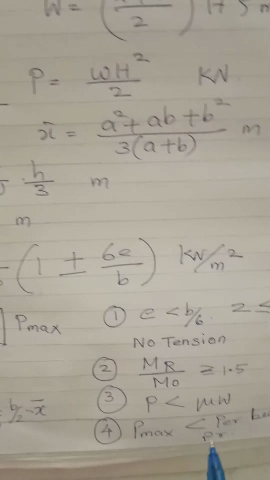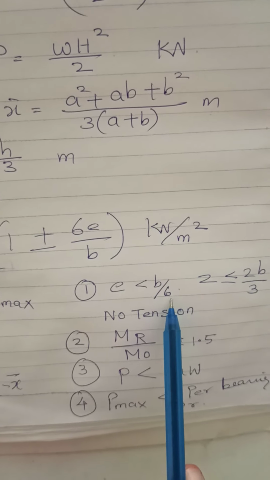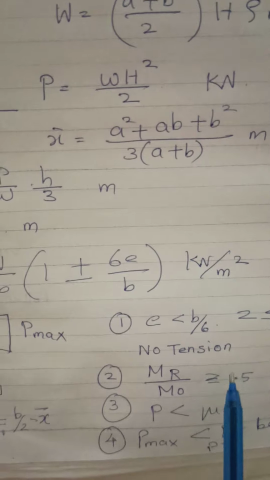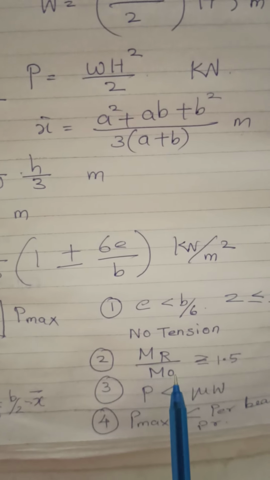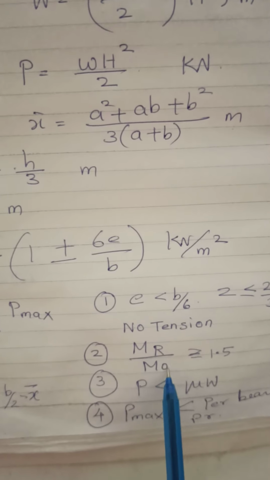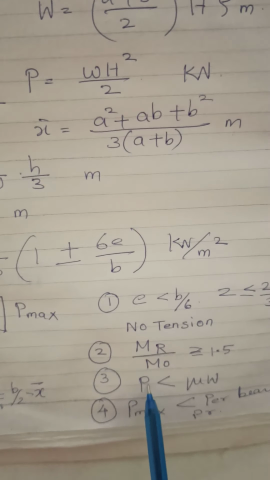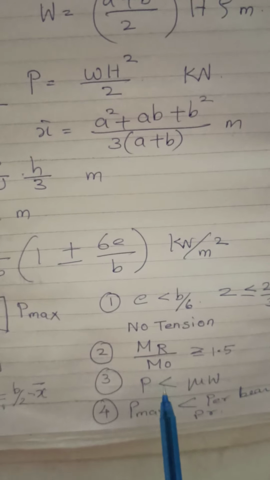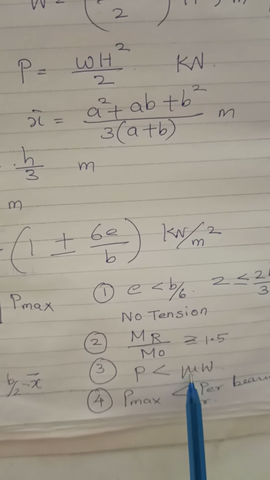So then we can check the stability of the dam. If the eccentricity is less than B by 6, or z is less than 2B by 3 of the dam, then there is no tension in the dam. For the overturning check, the ratio of resisting moment and overturning moment should be greater than 1.5. And for the sliding check, P should be less than mu times the W. P is the horizontal pressure, mu is the coefficient of friction, usually taken as 0.6.